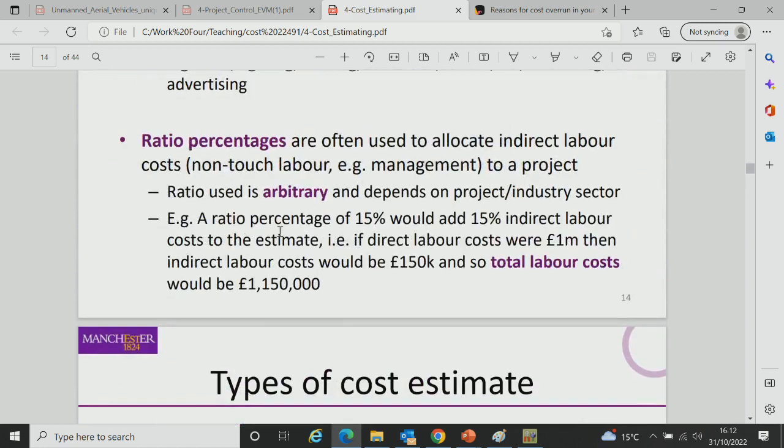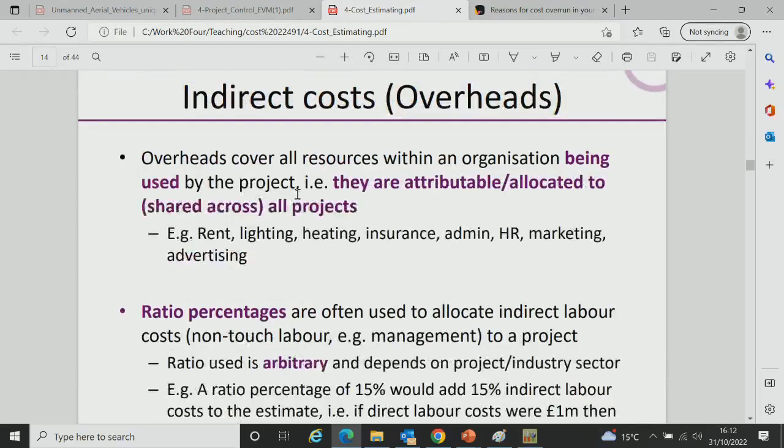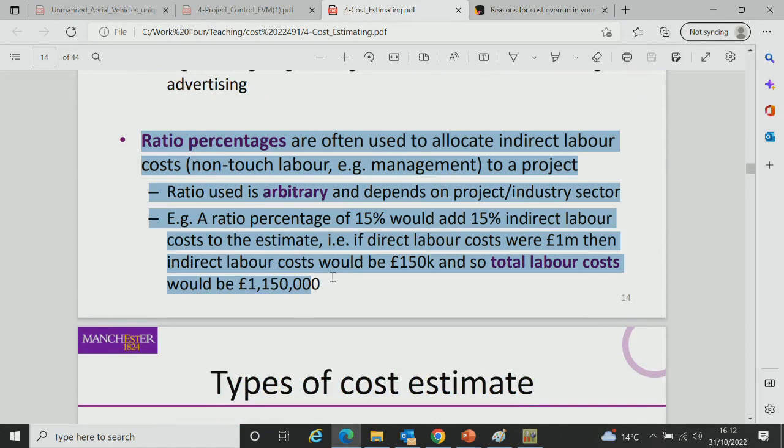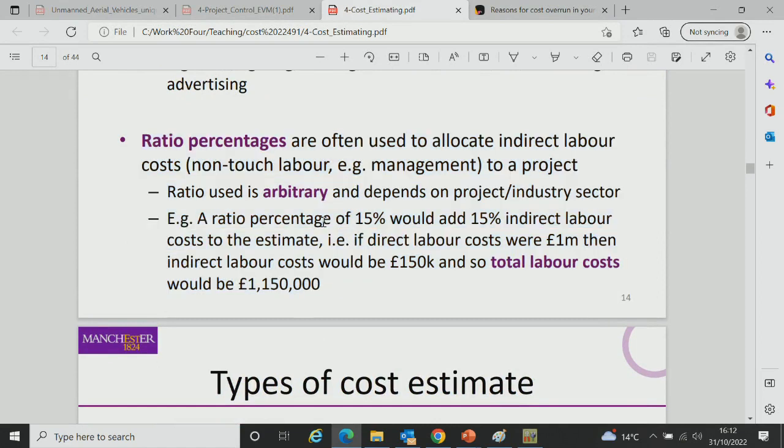So just coming back to the allocation of overheads. There's a bit more information there for you to look at later. So it's a simple calculation.